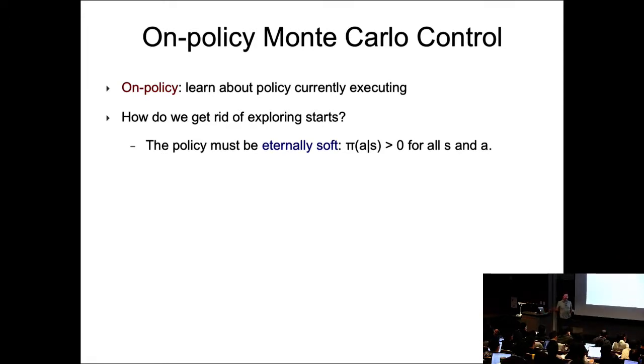Because the whole thing about Monte Carlo methods is that you need to be able to visit every single state and take every single action. But imagine you're running a policy right now, and your policy says, I never take the action turn left, for example. How do you avoid that? Because the policy must be soft, eternally soft. You always must have some non-zero probability of taking a particular action in every single state.